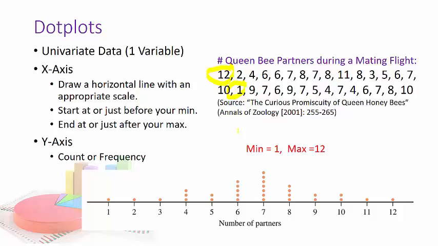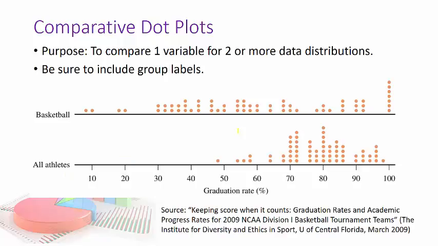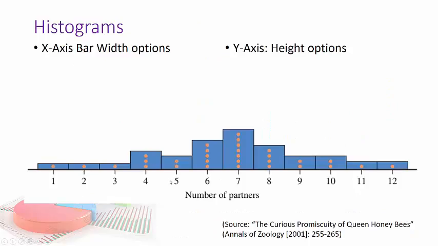All right, so let's move on to comparative dot plots. You really don't want to have both dot plots on top of each other in the sense that they share the same axis, but you do want them above and below each other. For example, this is some data on graduation rates for basketball players and athletes. You can see that the basketball players are doing better than the athletes. So again, you can do comparative dot plots, one above the other.